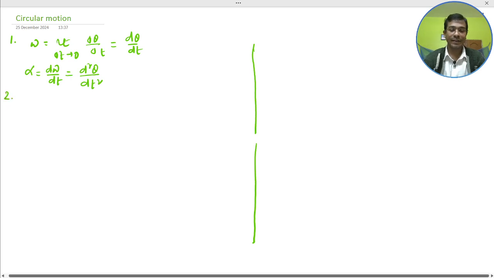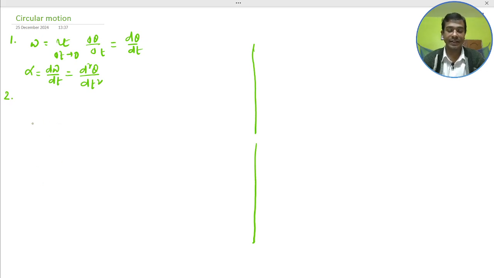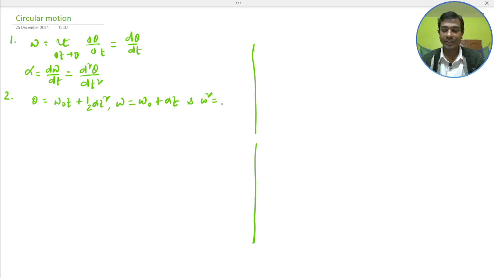Second one, if the angular acceleration alpha is constant, we have the equations of motion. First one, theta is equal to omega naught t plus half alpha t square. Omega is equal to omega naught plus alpha t, and omega square is equal to omega naught square plus 2 alpha theta.